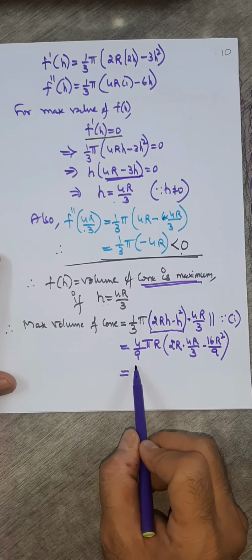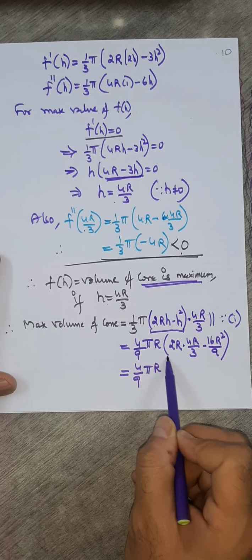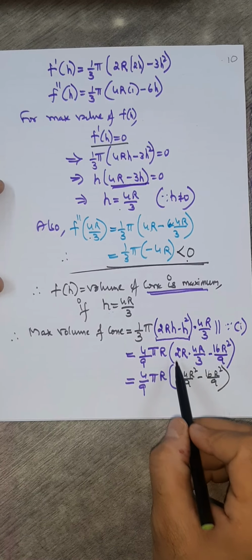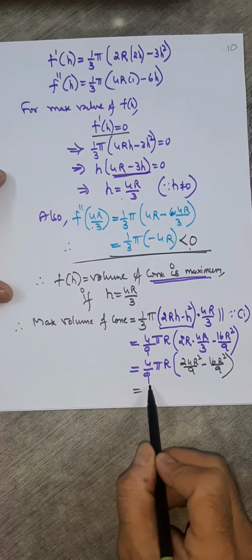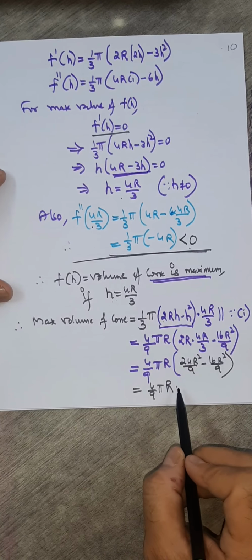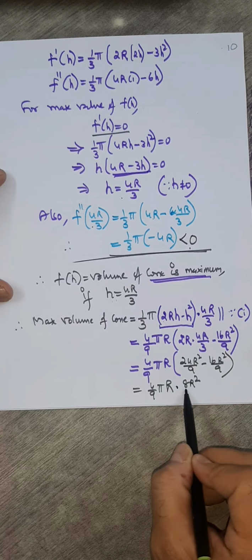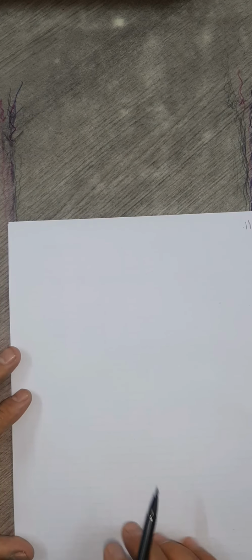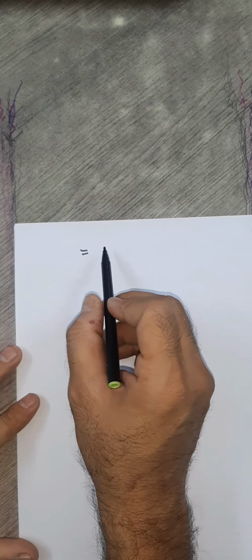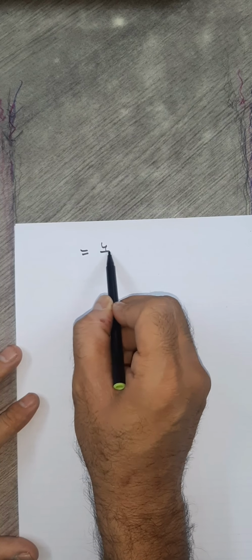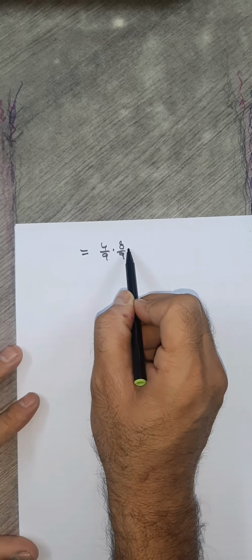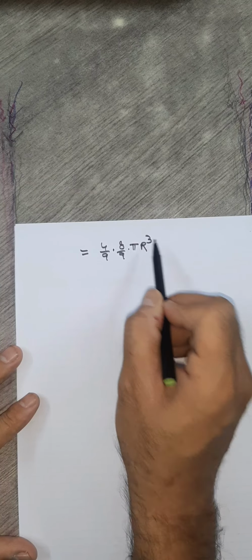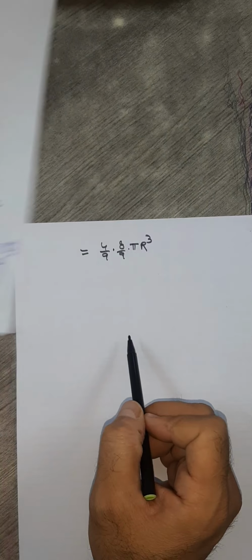Now we just simplify this. 4/9 pi r as it is. Here simplification: it is 24r square by 9 minus 16r square by 9. So we'll have 4/9 pi r times 8r square by 9. Okay, and let's simplify it further. From this you have 4/9 into 8/9 into pi r square. Okay, pi r cube, sorry. You have r into r square, that is pi r cube.